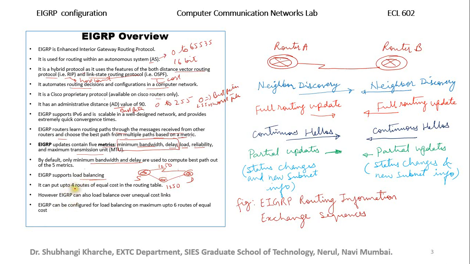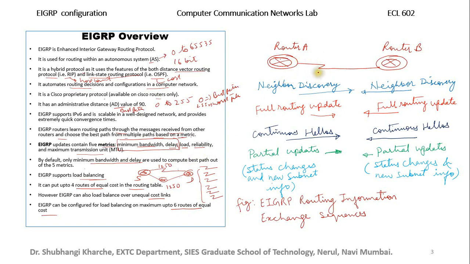EIGRP can put up to 4 routes of equal cost in the routing table. However, EIGRP can also load balance over unequal cost links. EIGRP can be configured for load balancing on a maximum of up to 6 routes of equal cost. So there can be a maximum of up to 6 routes between a pair of source and destination which can have equal cost. So load balancing can be supported up to a maximum of 6 routes when EIGRP is used.